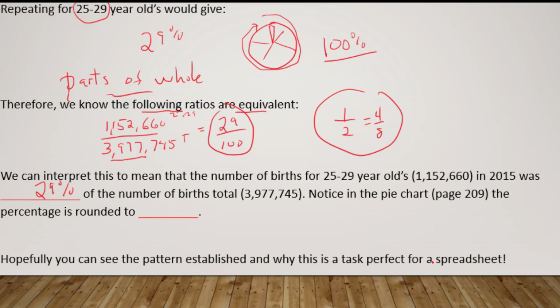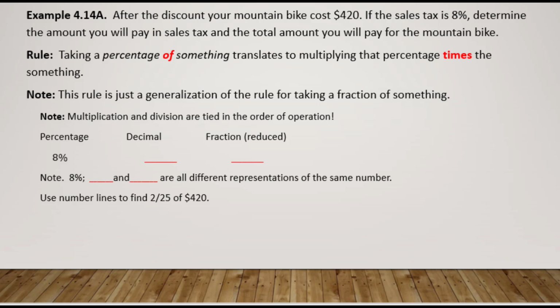Yes, and this whole task that we did is a whole lot easier on a spreadsheet. So I'm going to spend a little bit of time with this to explain it, because you'll see a lot of these types of questions. So 4.14a, it says, after the discount, your mountain bike costs $420. If the sales tax is 8%, determine the amount you pay in sales tax and the total amount you pay for the mountain bike.